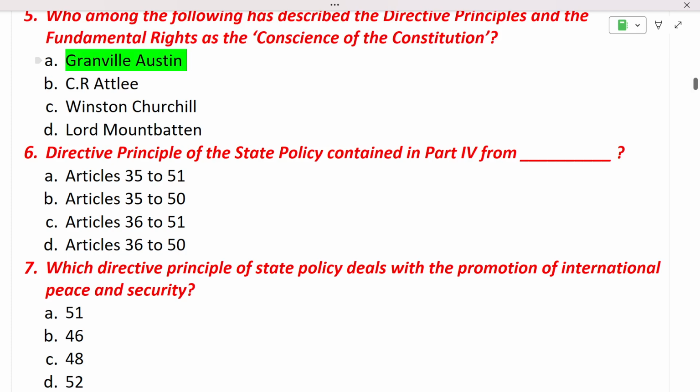Question number 6. Directive Principles of State Policy are contained in Part 4 from which articles? Article 35 to 51, Article 35 to 50, Article 36 to 51, Article 36 to 50. So the answer is C.